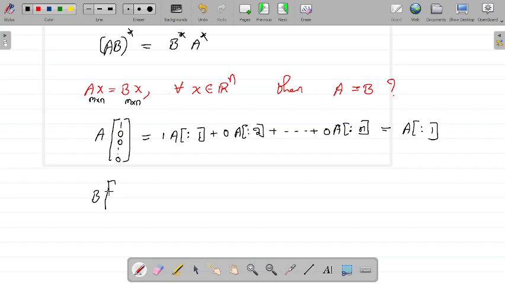So this is going to be true for every k which belongs to, let's say, 1, 2, up to n, since there are n columns. So it is true for all n columns. So therefore, since all columns are equal, I mean the first column of A is same as the first column of B, and similarly the kth column of A is same as the kth column of B, I can say that A equal to B. Therefore, this is true.